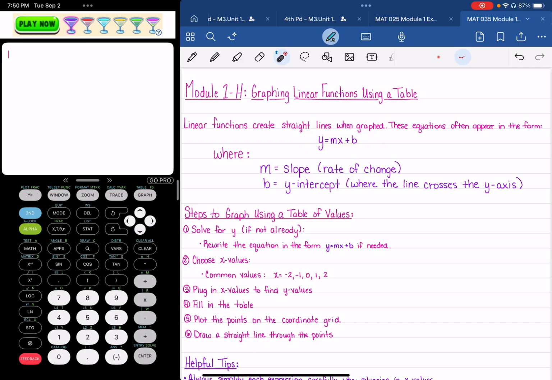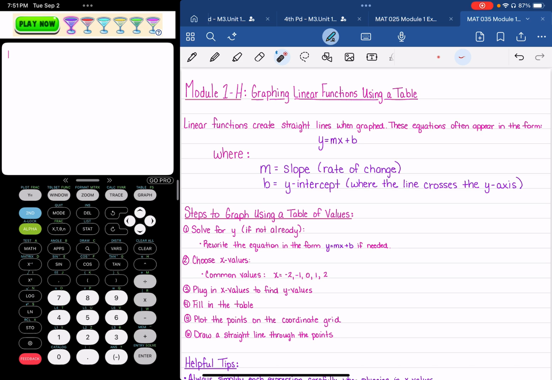In that form, we've got two things. We've got the y and the x, and that's always going to be there. You're always going to have a y, you're always going to have the x. But the m and the b, those are going to be values. The m is going to represent our slope. That's the rate of change.